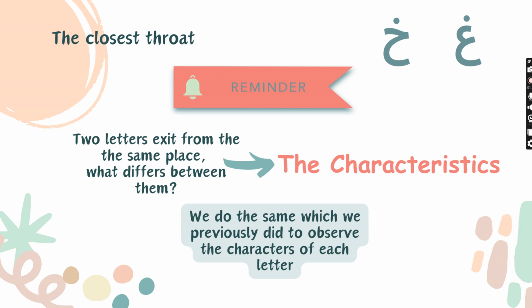So we do the same which we previously did to observe the characters of each letter. Let us pronounce the letter ghain first and then the letter kha. And I want you to put your 2 fingers on the throat, feel the throat while we are pronouncing these letters. But first of all, do we say gha or gha? Yes, the second one, gha. Do we say kha or kha? The second one. So let's pronounce the letter ghain with a sukoon on top of it and the hamza fatha.